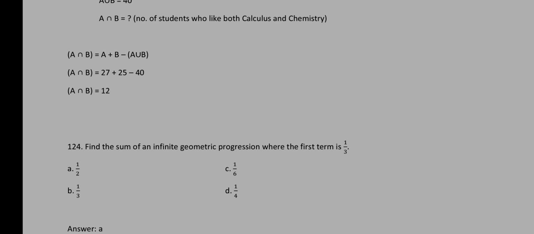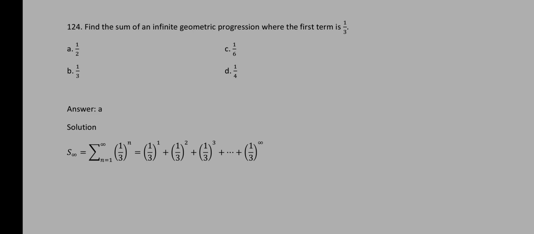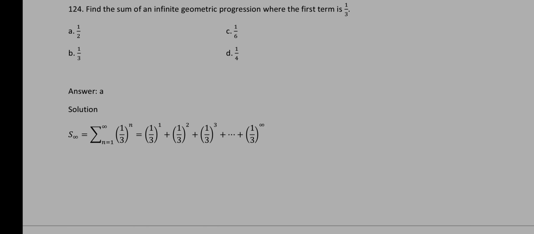Okay? Next, number 124. Find the sum of an infinite geometric progression where the first term is 1/3. You can use Caltech for this, guys, or if you can't use Caltech, just use Looksfam. The answer is letter A. That is the question that came out in the board exam. The answer is letter A, 1/2.